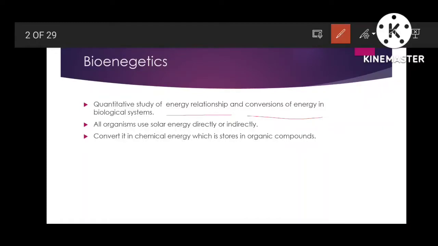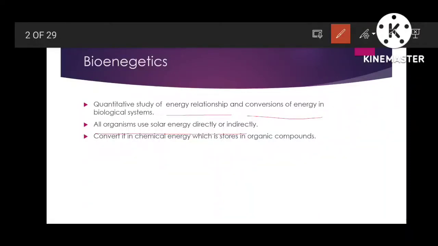Now what this means is, for example, we have light energy, and plants are the organisms that convert that light energy into chemical energy and store that in the form of sugars so that other organisms like animals and humans can use that, okay? Now, the second point is all organisms use solar energy directly or indirectly.